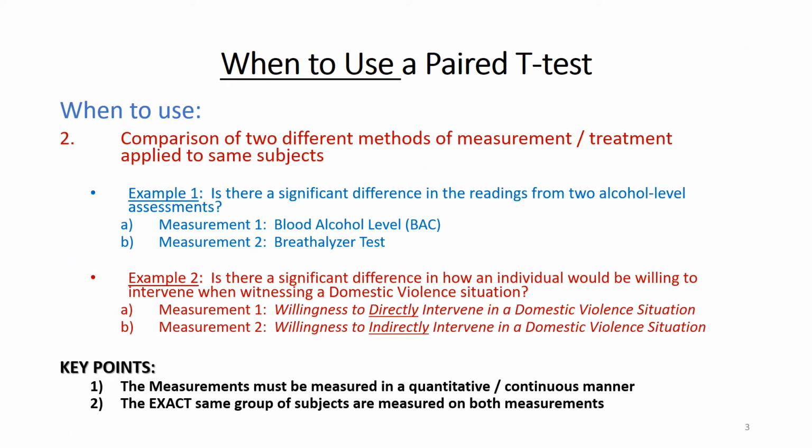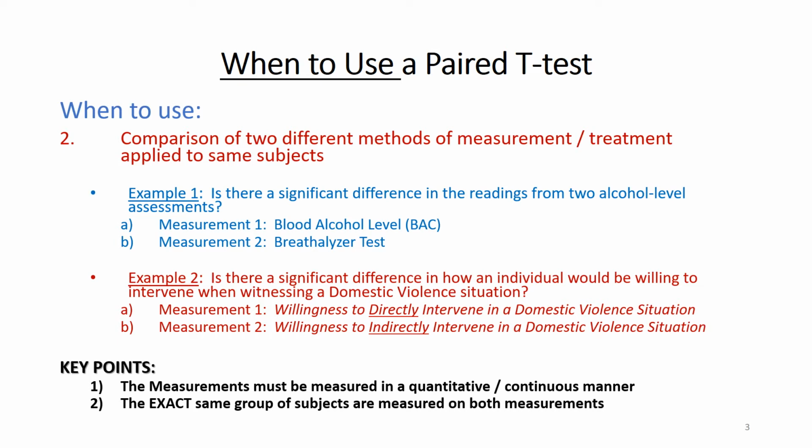So a second application of the paired t-test is when we are going to be doing a comparison of two different methods of measurement or treatment that is applied to the same subjects. So once again, you're noticing this idea of the same subjects being measured on two different things.